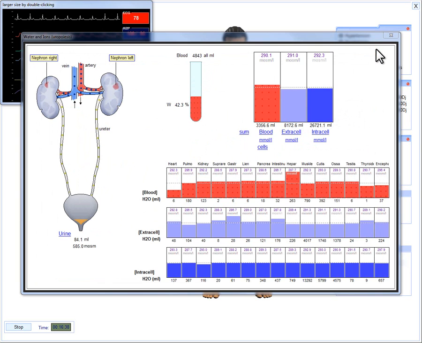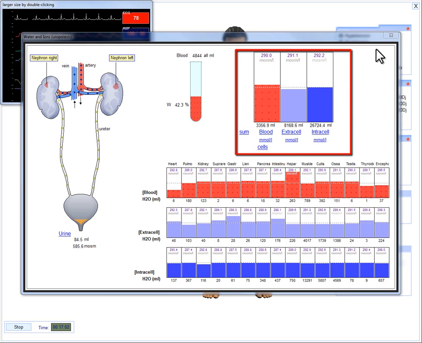In the top center of the screen, there is a test tube icon containing the total amount of blood in the organism. Specific numerical values of blood in milliliters and the hematocrit levels can be found above and to the left of the test tube icon respectively.